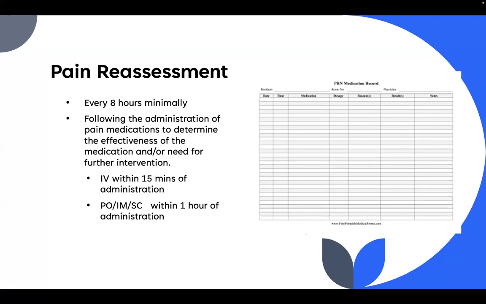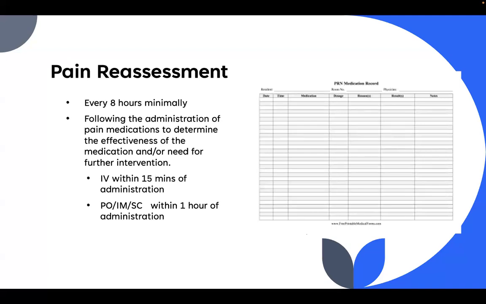Versus if, let's say, someone's at home and it's someone who is capable of expressing pain and they might need some Tylenol, we should always be assisting with reassessment. If they're given something by mouth, coming back and checking in with them again, maybe an hour later, to see how effective it is.